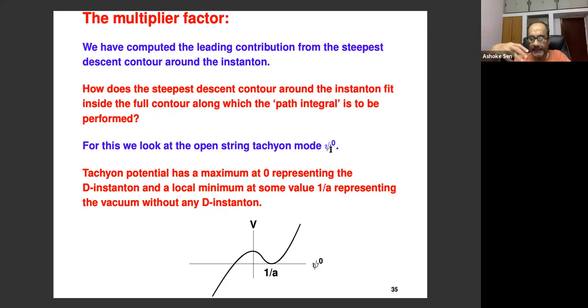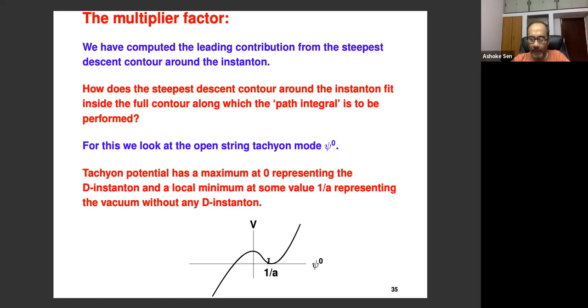Psi 1, as I said, that integration is really real. We got this factor of i just because we didn't expand it correctly, but that cancels with the extra factor of i from theta. So psi 0, the tachyonic mode, it's known that the potential for psi 0 has this shape. It has a maximum at psi 0 equal to 0. That is the D-instanton. It has a minimum at some value.